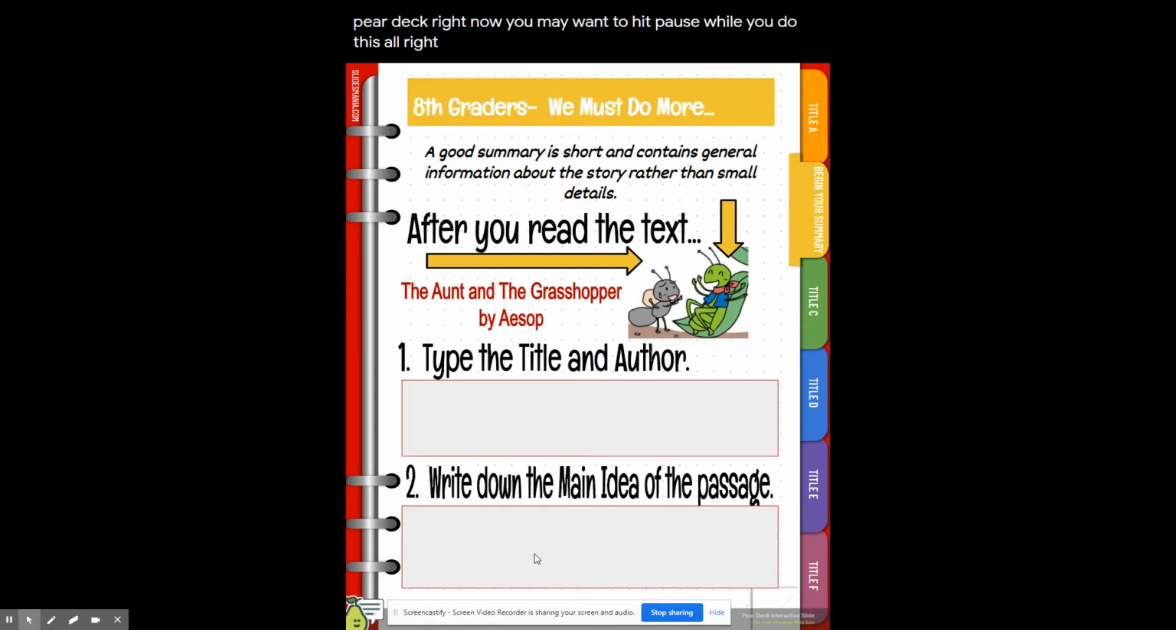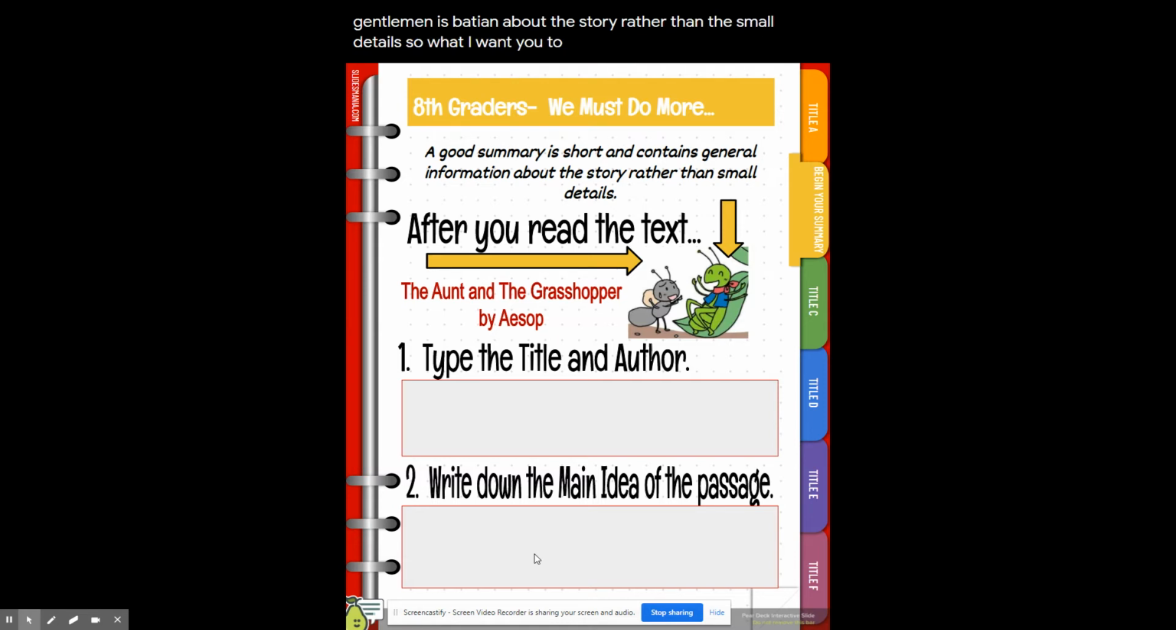All right, so hopefully you wrote very quickly that an egg, or maybe even just a person, sat on a wall, he fell off, was all broken up and couldn't be put together again. That would be the summary of Humpty Dumpty. So, we're 8th graders. As 8th graders, we've got to work on doing a little bit more than summarizing nursery rhymes. A good summary, ladies and gentlemen, is short. It contains general information about the story rather than the small details.